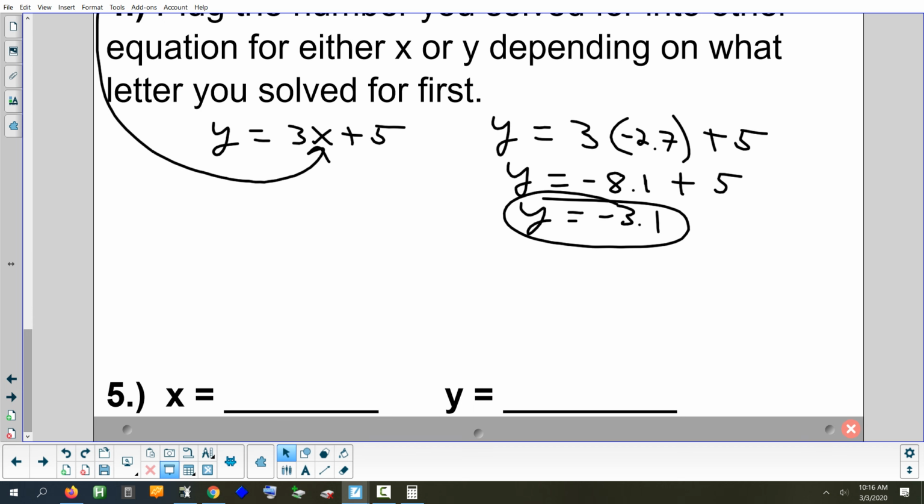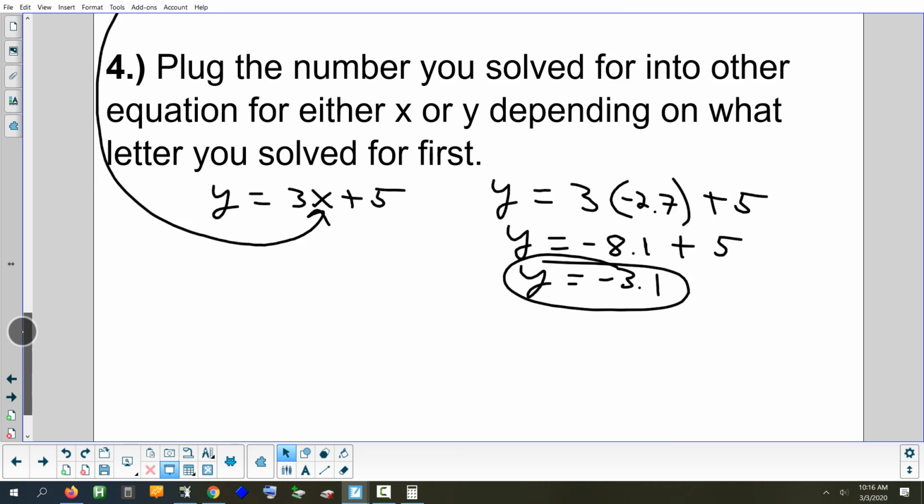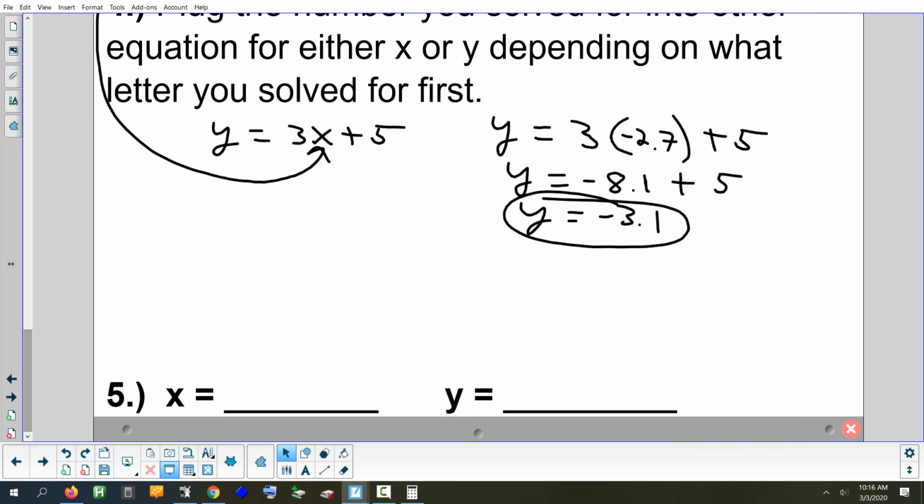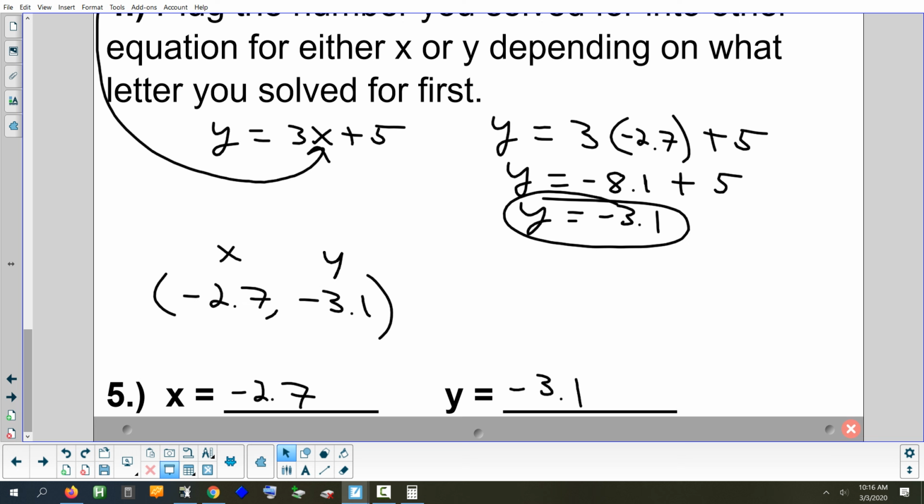Okay. So the last step is to write down each one of them just like that. Or you can write it as a coordinate. But what did we get for x? Negative 2.7. And what did we get for y? Negative 3.1. Yep. Or if you want to write it the way we did yesterday, this is also perfectly fine to write your answer this way. That's the same thing. That's x, that's y.